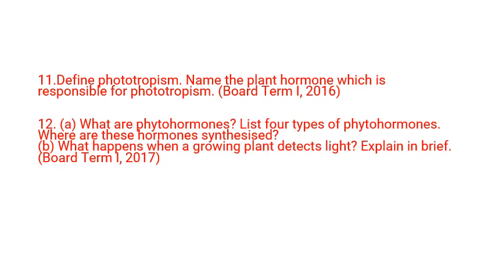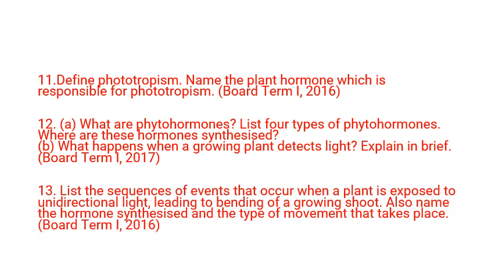Here comes our next question: what is phototropism? Name the plant hormone which is responsible for phototropism. The next question is, what are phytohormones? List four types of phytohormones. Where are these hormones synthesized? The next, part B in this: what happens when a growing plant detects light? Explain in brief. Let us move on to the next question.